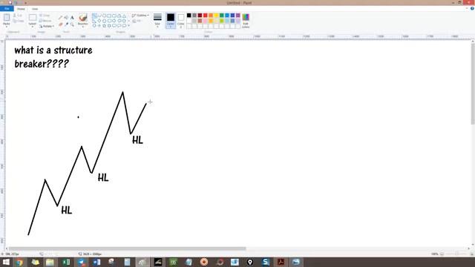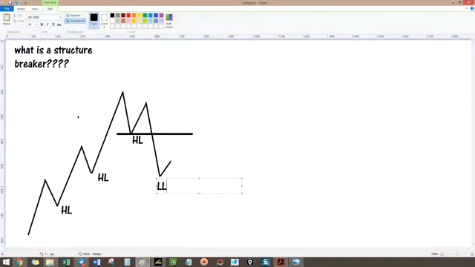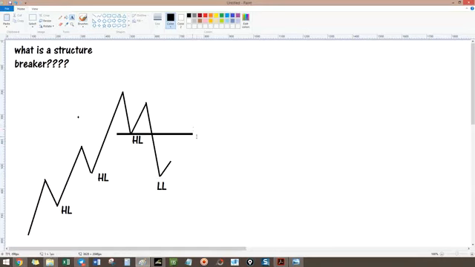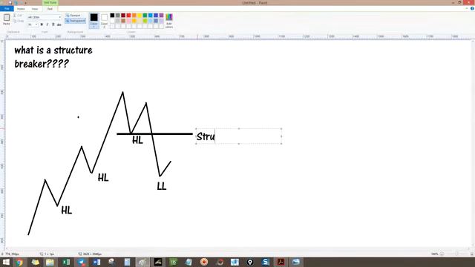Then do something like this, and it broke this. Create a lower low. This is the structure breaker.